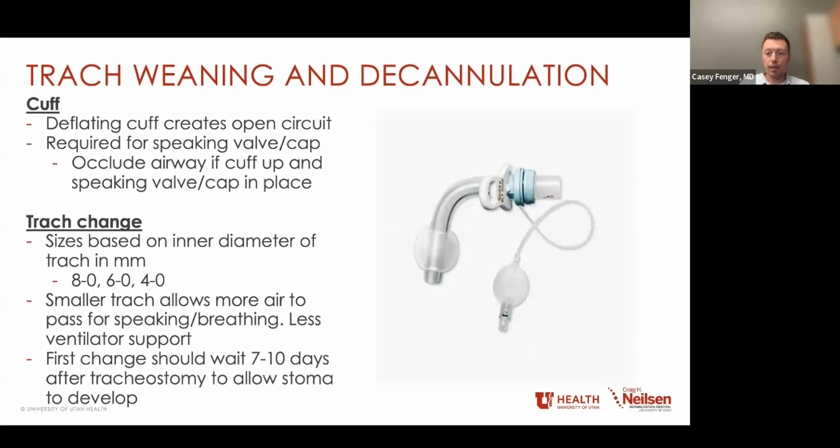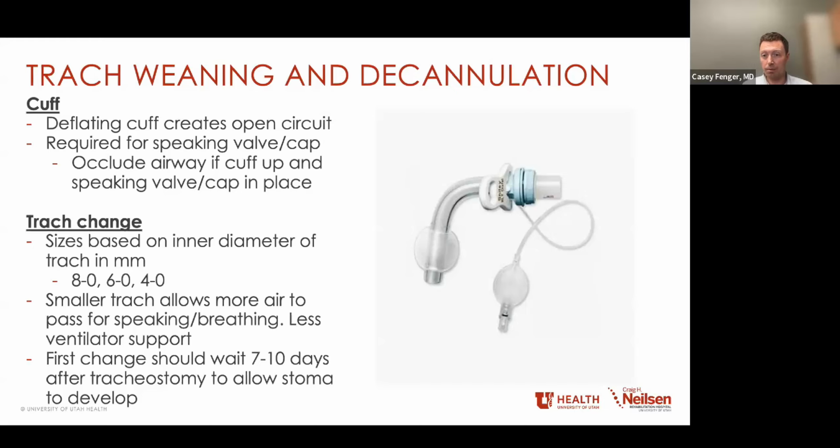Now, changing the size of the trach and downsizing it is a big part of that process. And these trach sizes are based off of the inner diameter of the cannula in millimeters. So common sizes you see are 8.0, 6.0, 4.0, right? The smaller the number, the smaller the size. So when you're trying to do speaking valve trials or trying to deflate the cuff to see how much a patient can breathe outside of using the trach, if you have a big trach in, like a 10 or an 8.0, it's hard for the patient to do that because the trach itself is so big that it's covering a majority of that airway.